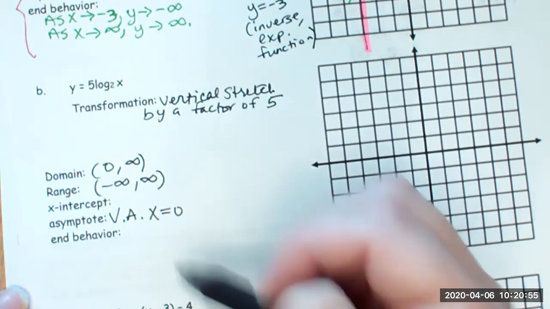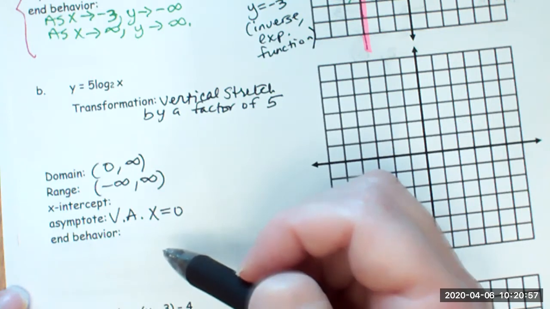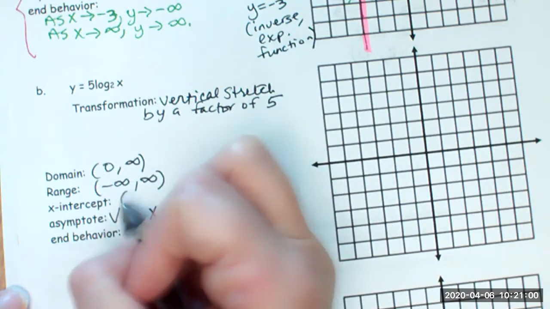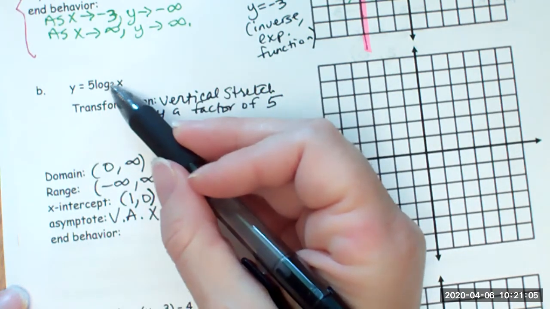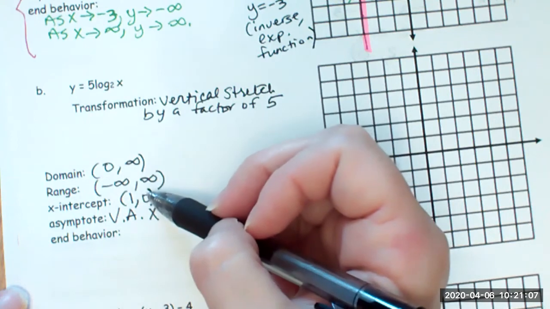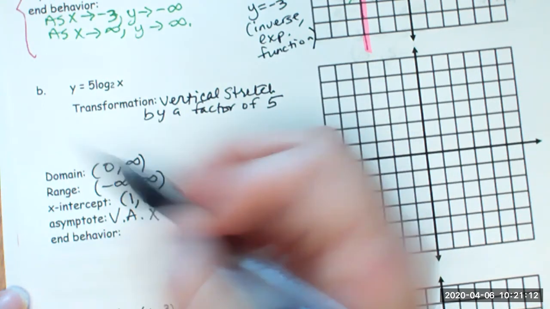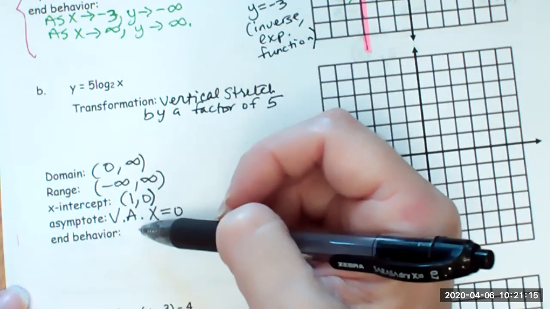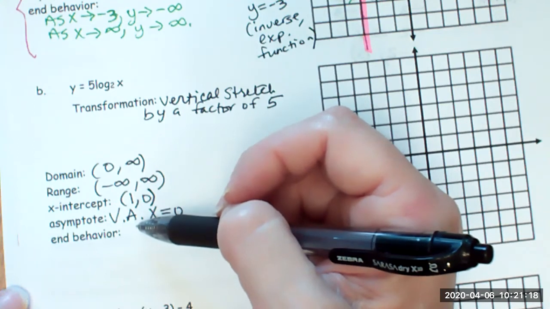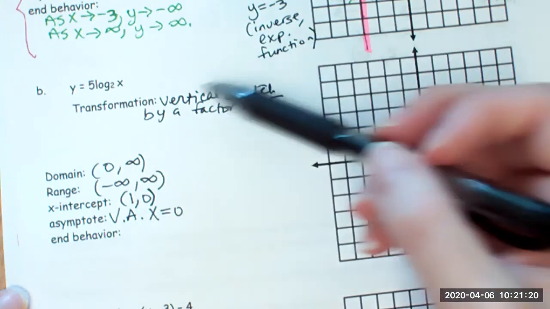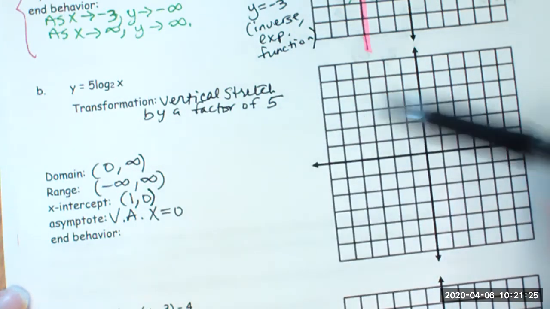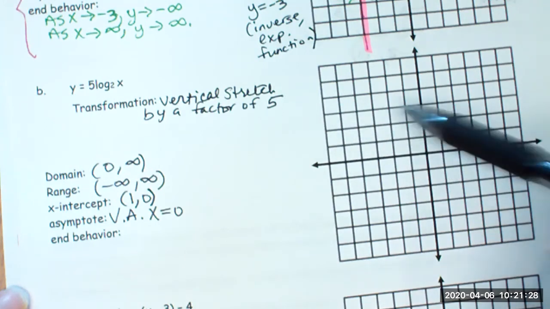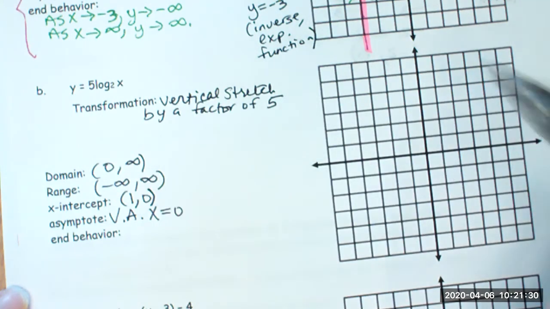Okay, the x-intercept is going to be, excuse me, at (1, 0), just like the parent function would be without the vertical stretch, because again, that x-intercept is not going to change unless you have a translation. And the end behavior is going to be the same as what we had for log base 2 of x, but we'll go ahead and graph it first, and then we'll look at the graph and describe the end behavior from the graph, okay?